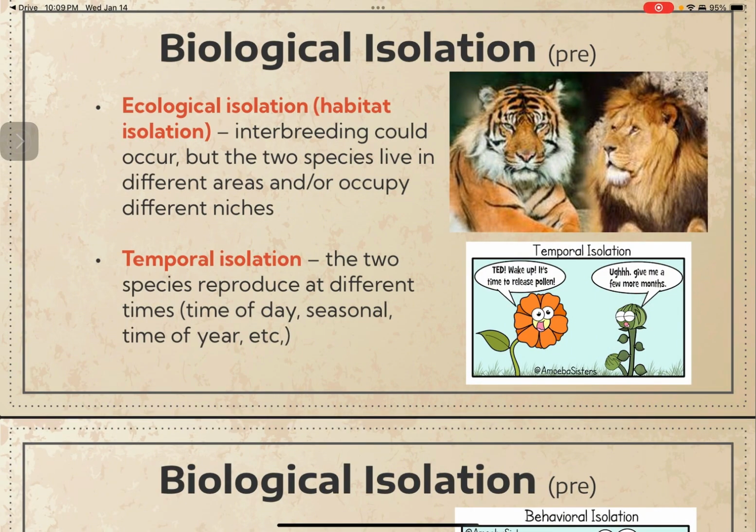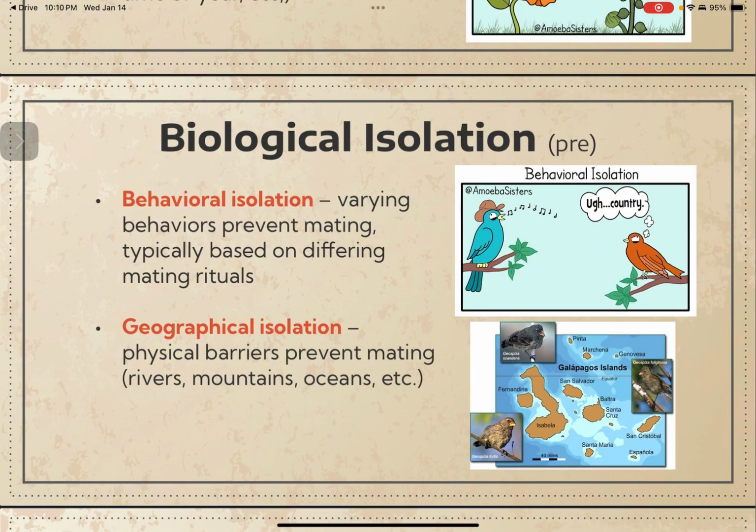And then we also have temporal isolation, which is where the 2 species could reproduce but they are reproducing at different times. So it could be during the day, it could be seasonal, it could be once per year, twice per year, so many different possibilities. But they could reproduce, but since they don't align, they don't reproduce. You have behavioral isolation, which is where different behaviors prevent the mating. This is typically from different mating rituals. And the example from the Amoeba Sisters: one bird is singing country and the other bird doesn't like country. They're not going to mate.